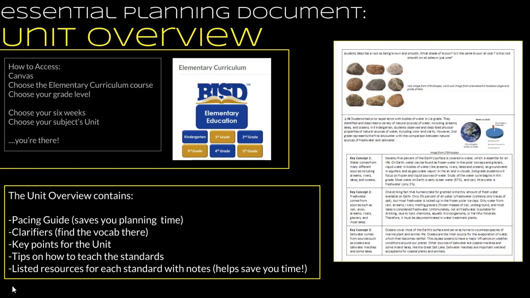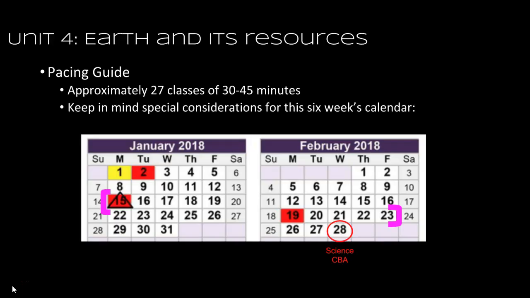Okay, so let's go ahead and get started with a reminder about the importance of using the unit overviews as you plan. The unit overviews really is your portal for everything that you need to start planning for your unit. It's got the pacing guide, it has the clarifiers. So I wanted to make sure that you felt comfortable accessing that in Canvas. So you can pause and take a look at the instructions on the screen, but that'll tell you how to get to the unit overview, which is really your key planning document.